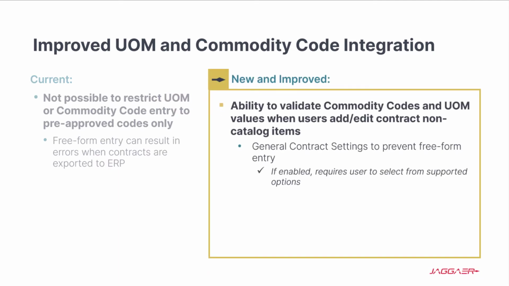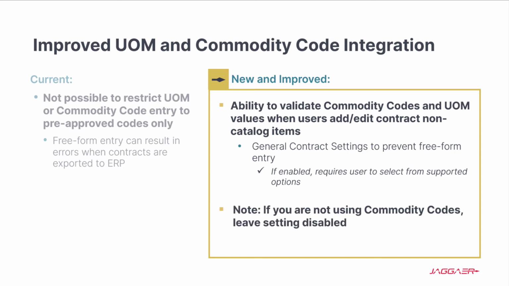We will now provide the ability to prevent free-form data entry of your UOMs or commodity codes when creating or editing contract non-catalog items. There are some new settings in general contract settings that will allow your organization to prevent free-form entry of the units of measure, commodity codes, or both. If the setting is enabled for either UOMs or commodity codes, then the user, when creating or editing a non-catalog item on the contract, will be required to select a valid value from a list of supported options. This will ensure that the user is choosing a value that will be valid within the ERP.